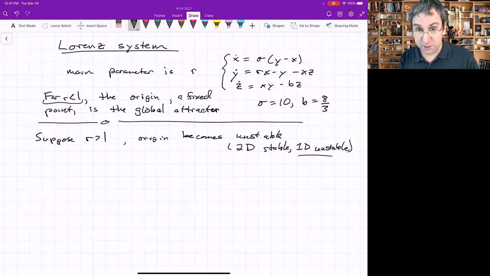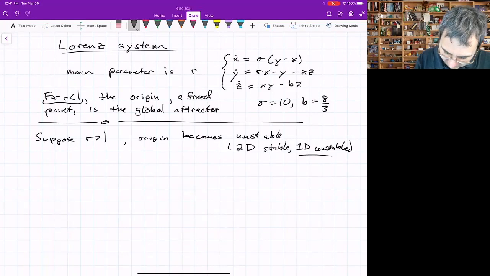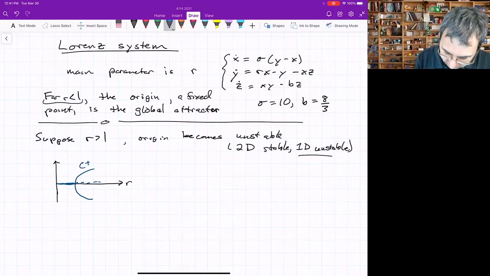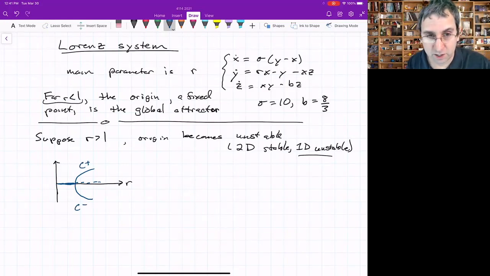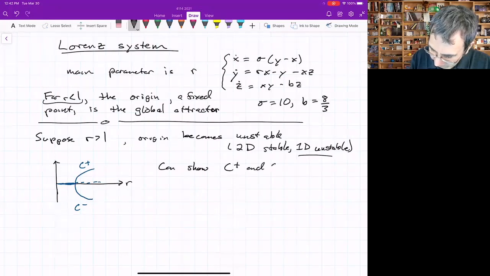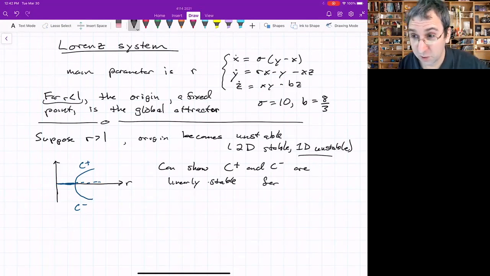And we had a pitchfork bifurcation. If we were to plot roughly, this is a bifurcation diagram showing the location of fixed points as a function of r. And they go from the origin being stable to then it goes unstable. And you've got 2 branches that are actually stable. Following the notation of Lorenz, he called those C plus and C minus for convection. So you can show that C plus and C minus, those other points that grow out of the origin, are linearly stable, at least for a range of r.